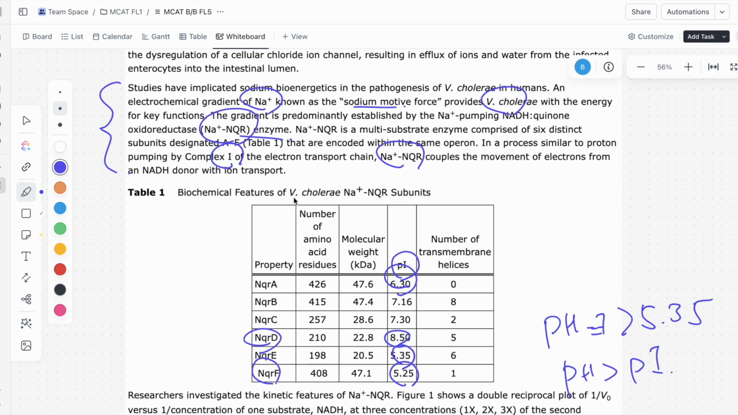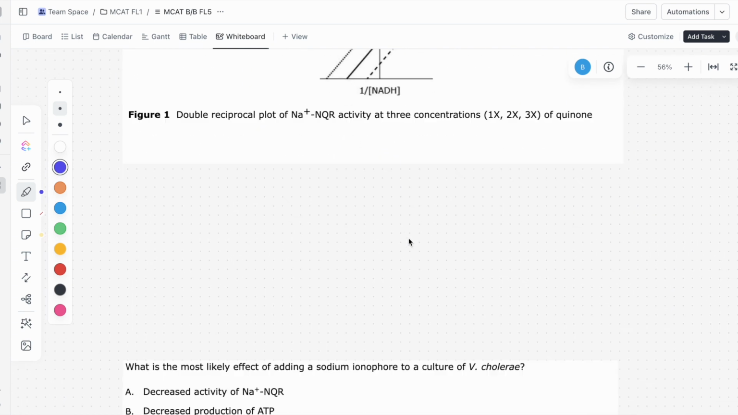So what does that mean? It means it moves sodium across the membrane, against the concentration gradient, by using NADH's reducing power to do so. So all of this should look really similar to what our ETC and ATP synthase does, except instead of protons, we're using sodium. So let's take a look at the question itself.